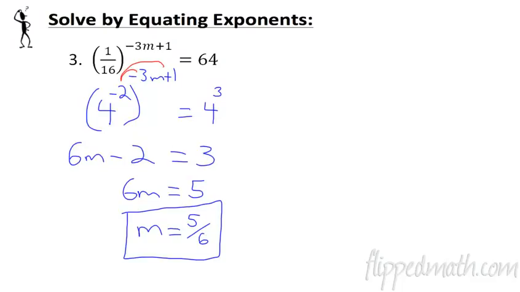And you should have come up with m equals 5/6. You can see here my steps. I just had to distribute the negative 2, and then I would have my 6m minus 2, and again, equate the exponents. So again, solving by equating exponents is if you can create the bases to be the same, then you can equate the exponents.